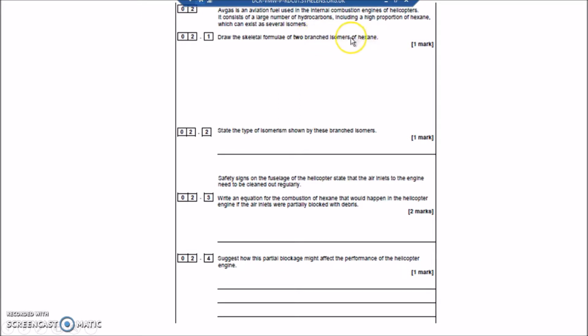Branched isomers of hexane. So hexane is 6 carbons in a line. So you've got to have a branch. If you have a branch, then you've got to reduce the number of carbons in the main chain. So there could be 5 in the line with 1 branch. The branch can't be at number 1 or number 5, otherwise there'd be 6 in a line. It'd be hexane. So the branch could be at number 2, or it could be number 3. So you could have 2-methylpentane, or you could have 3-methylpentane.